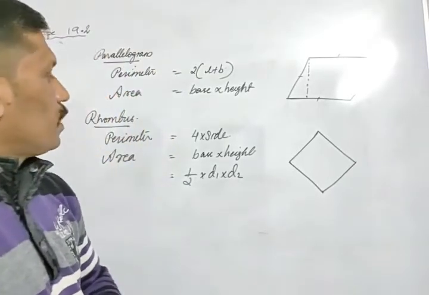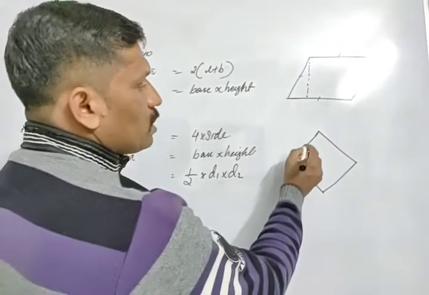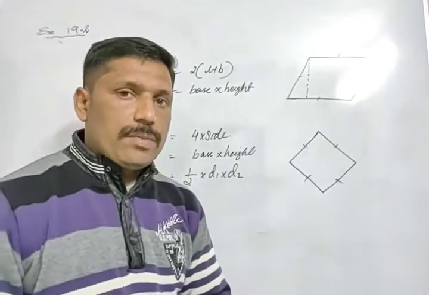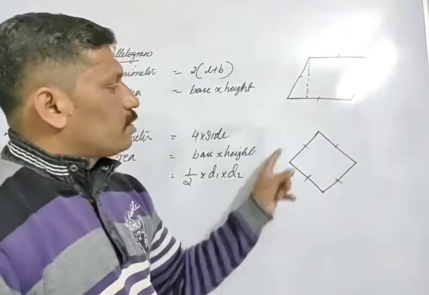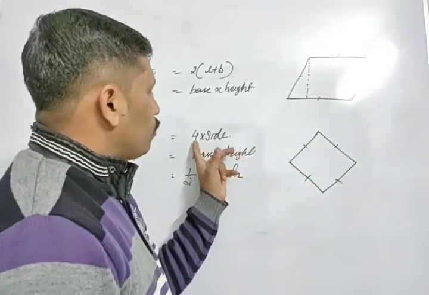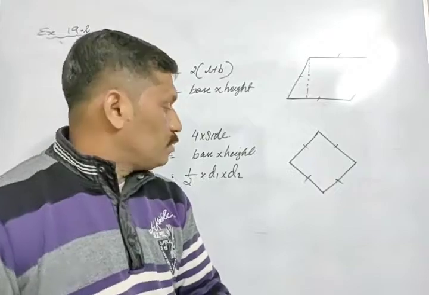So base into height: if we multiply this base and height, then we get the area of that parallelogram. Next, rhombus. A rhombus, you know, is a figure with all sides equal, just like a square. The lengths of all sides are equal in a rhombus. Therefore, its perimeter is equal to the length of four sides. As all sides are equal, 4 into side, then we get the total length of the boundary, that means perimeter.